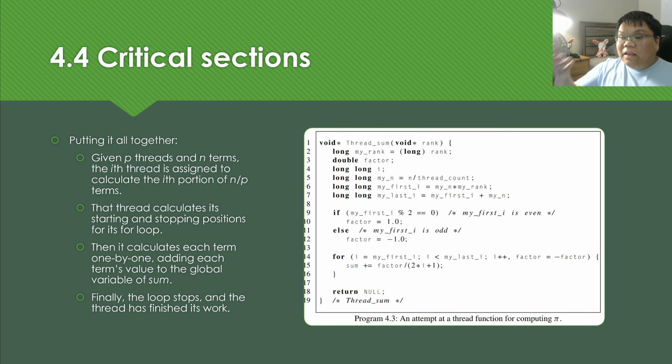Put it all together. Given p threads and n terms, the ith thread is assigned to calculate the ith portion of n over p terms. That thread calculates its starting and stopping positions for its for loop. Then it calculates each term one by one, adding each term's value to the global variable sum. Finally, the loop stops and the thread has finished its work.